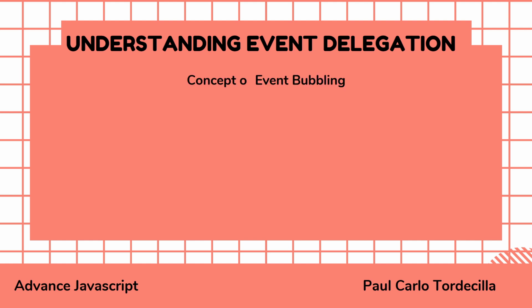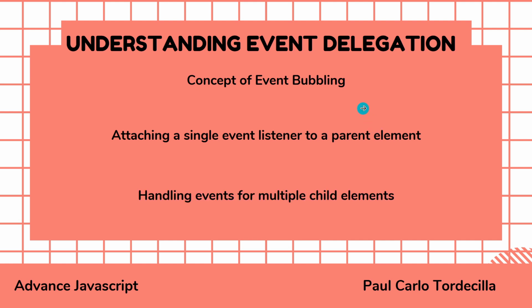Event delegation leverages the concept of event bubbling, where an event propagates from the target element up to the root of the document. Instead of adding individual event listeners to multiple child elements, we attach a single event listener to a common parent element, handling events for all its children within one handler.